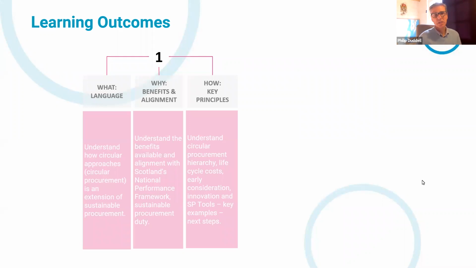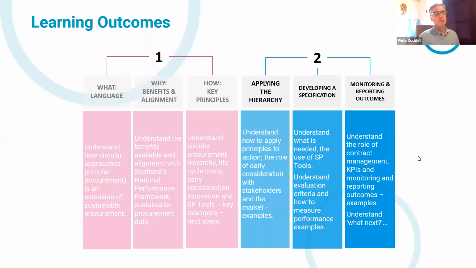So the learning outcomes yesterday, as I've discussed, were focusing mainly on the conceptual stuff. What is circular procurement? What are the benefits? What are the key principles? And today we're moving on to how to apply it. Again, we touched on the hierarchy yesterday. We'll be talking about that. The importance of early consideration, which we can't stress enough, with stakeholders and of course the market, and some examples of that. And then we'll be talking about developing a specification.